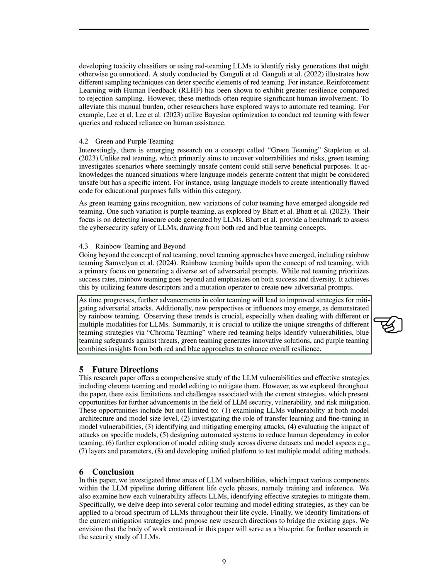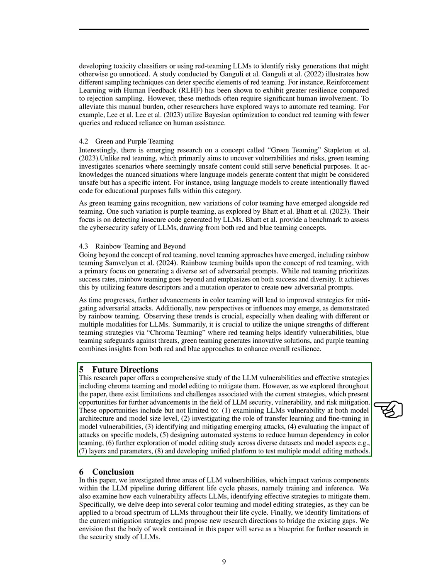In this approach, red teaming helps us find vulnerabilities, blue teaming protects against threats, green teaming fosters innovative solutions, and purple teaming merges insights from both red and blue teams to strengthen our overall resilience. Looking ahead, our research paper provides a thorough examination of LLM vulnerabilities and effective strategies, including chroma teaming and model editing, to address these issues.